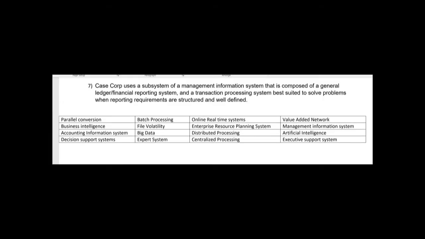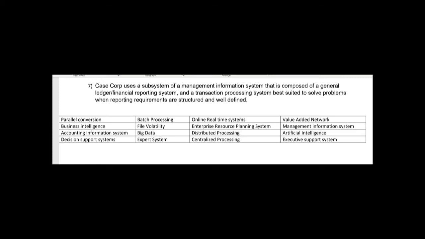Number seven, CaseCorp uses a subsystem of a management information system that is composed of a general ledger financial reporting system and a transaction processing system best suited to solve problems when reporting requirements are structured and well-defined. What are we talking about? This is one we've seen before. It says we can use the same answer more than once, and it's going to be accounting information system. Who had it? Did you have it?